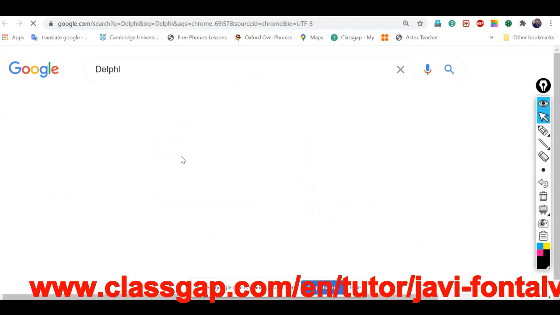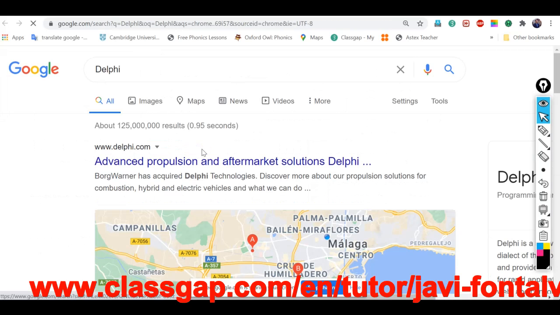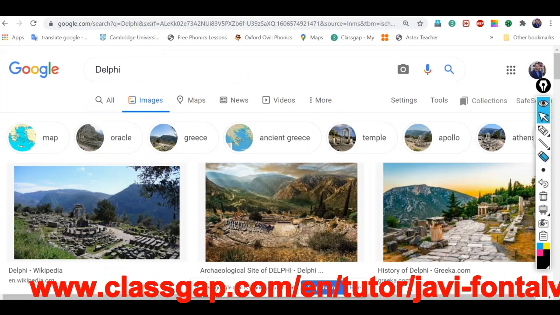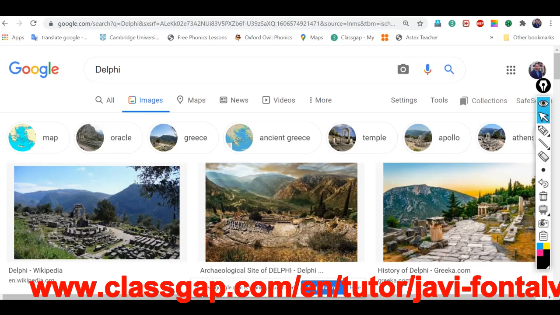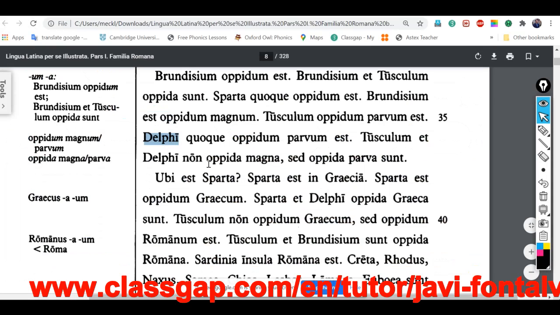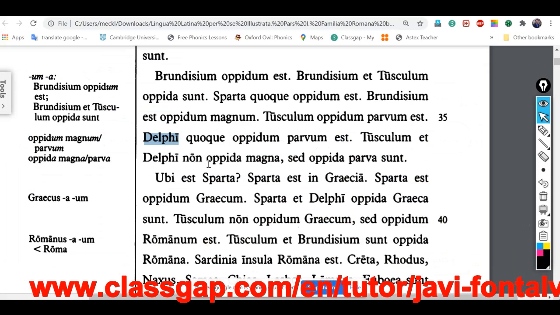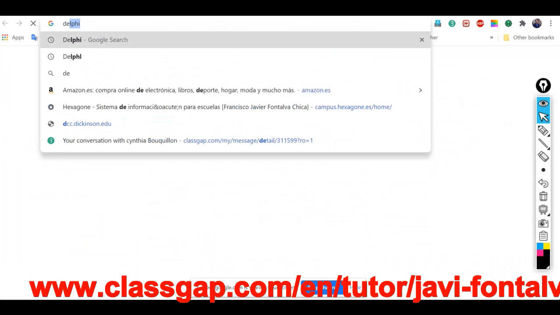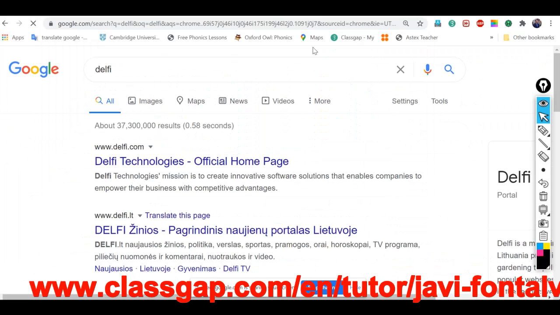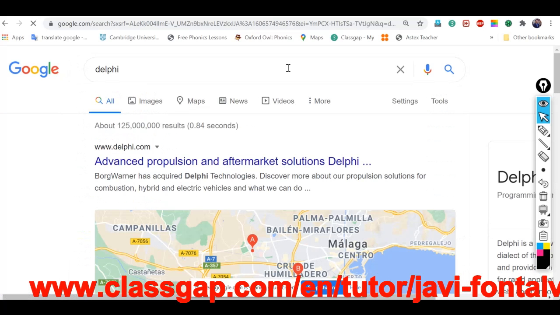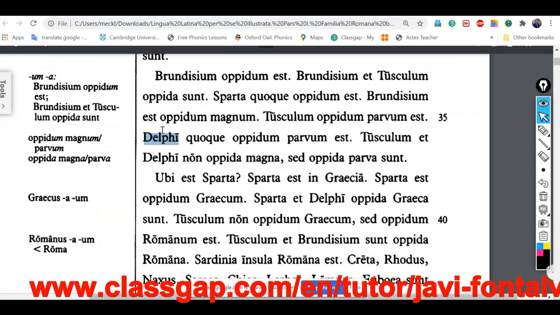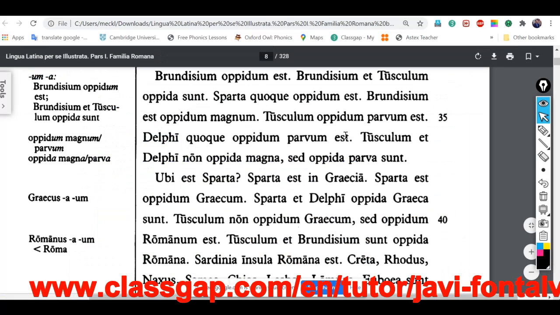Delphi is a little city in Greece. Delphi in English, and in Spanish I think we call it Delphi, with a PH. Anyway, Delphi. So Delphi quoque oppidum parvum est.